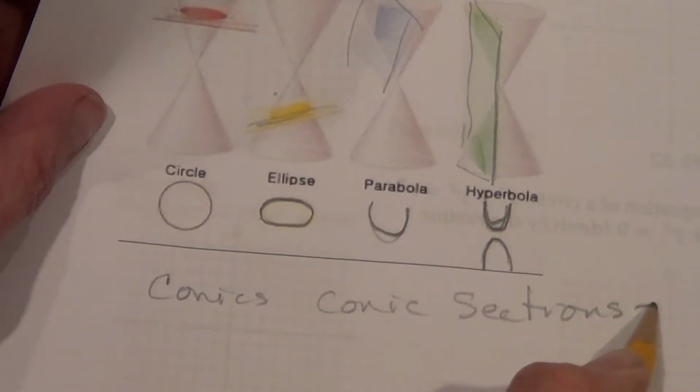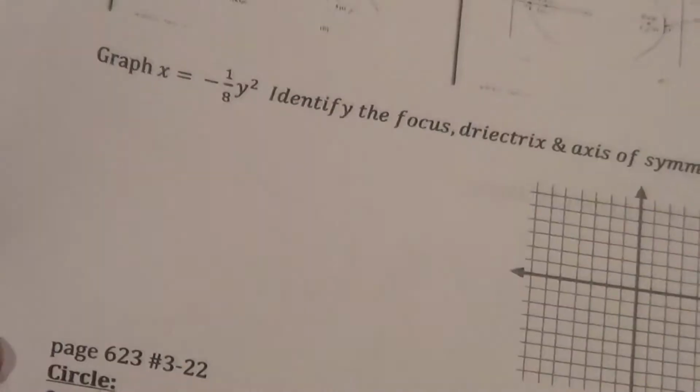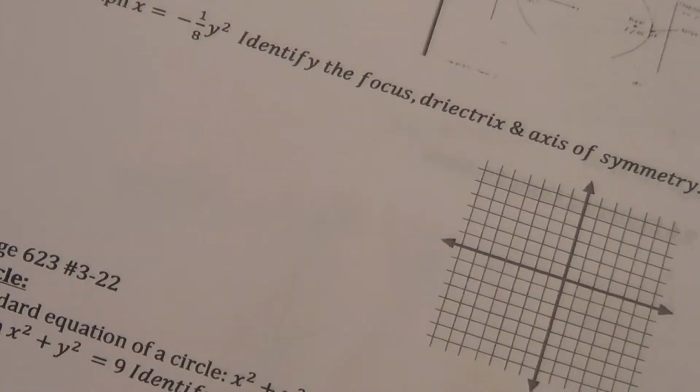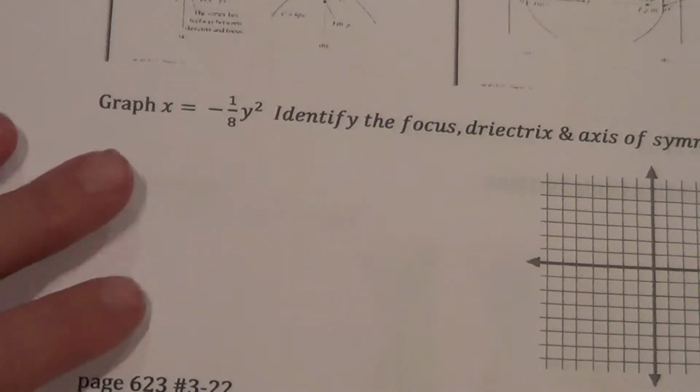That's just a general term for all four of them because they can be made with the double nap cone. So, I wanted to just kind of overview how we go through and graph some of these, just so that you can have an idea of how they're graphed in case it comes up.